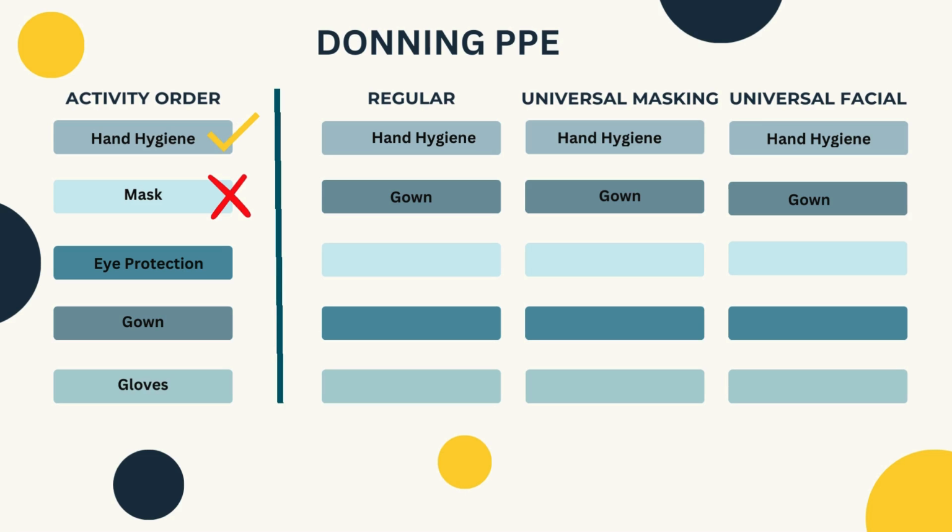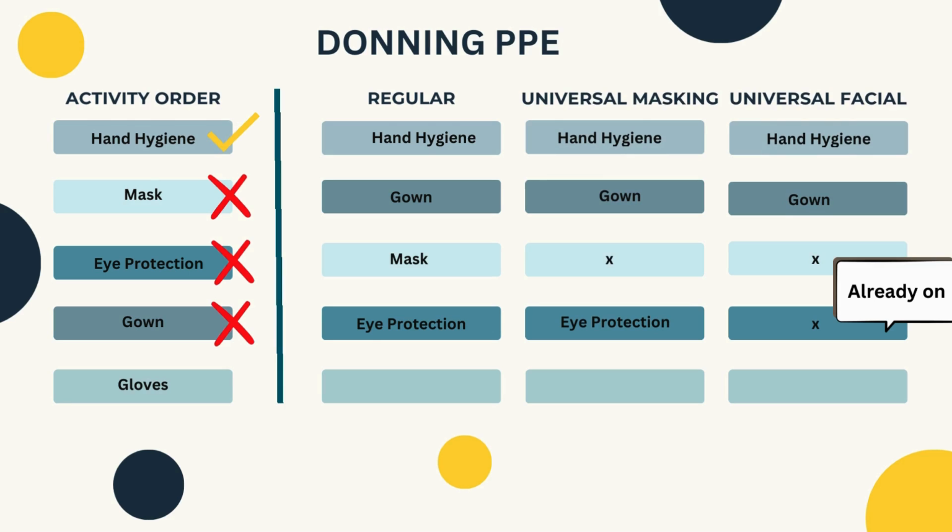So the correct answer here would actually be following hand hygiene. You would want to put your gown on next. So if we're working from our body, we've already done the gown. So next, as we come up our body, we would hit our mouth. So this is when you'd place your mask on. So doing the hand hygiene, mask, and eye protection is the incorrect order. What we want to see is under regular, hand hygiene, gown, and then mask. And then due to universal masking and universal facial protection, they would already have this on, so you would just skip that step.